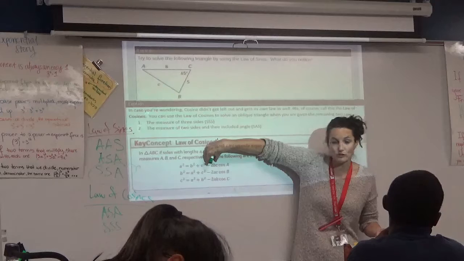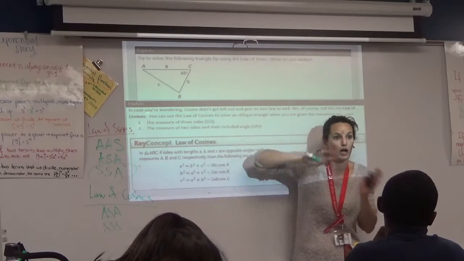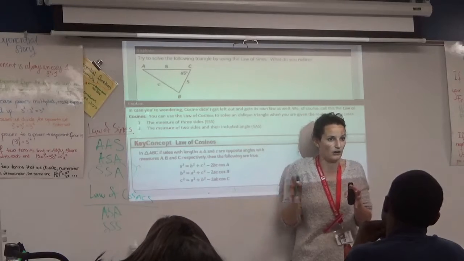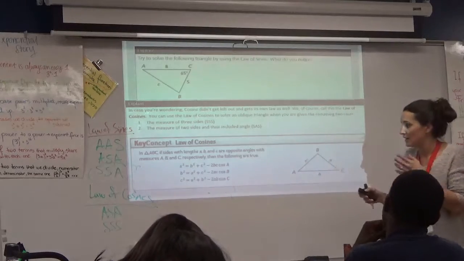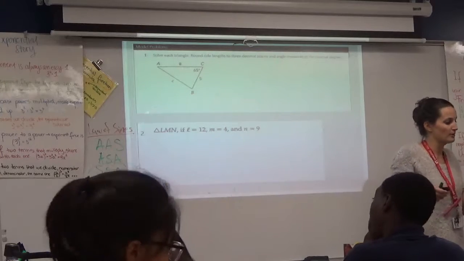And I'm gonna subtract 2 times b times c. So notice in here are all the other sides that we don't have. Alright, so let's take a look if we can use that to set us up with some numbers on an actual problem. Let's do the same problem we just looked at.